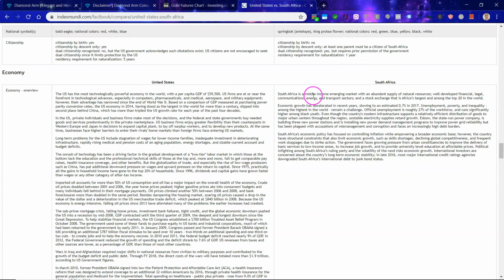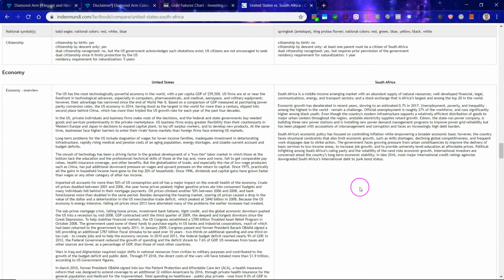South Africa is a middle-income emerging market with an abundant supply of natural resources. Well-developed financial, legal, communications, energy and transport sectors, and the stock exchange that is Africa's largest and among the top 20 in the world. Economic growth has decelerated in recent years, slowing to an estimated 0.7% in 2017. Unemployment, poverty and inequality, among the highest in the world, remain a challenge.